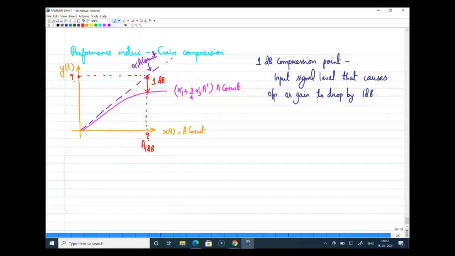Let me ask this question. Say for example, if your 1 dB compression point is more, what information can you get about the system? If your 1 dB compression point is a high value, can you say that your system is more linear, or that the system is more non-linear, or what understanding will you get out of that? Can I get your response in the chat box?